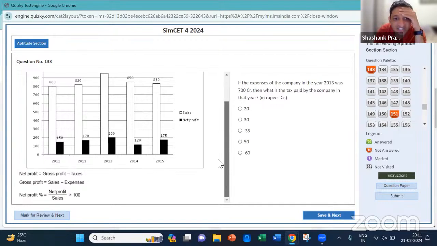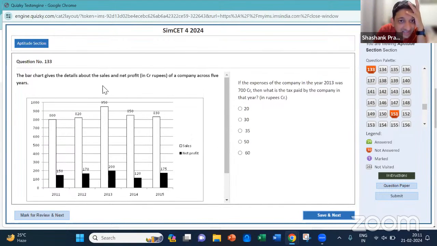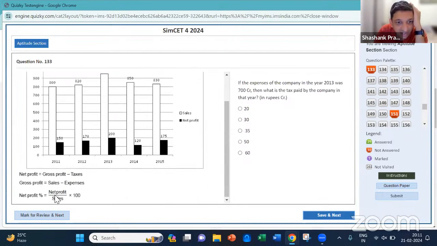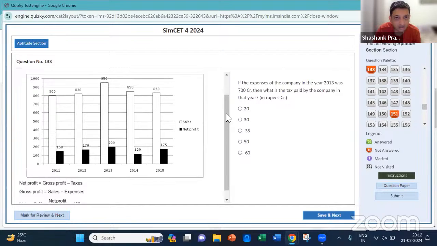Okay, this looks to be a much friendlier graph than the other one. At least the numbers are written here, so I'm very happy. Net profit in crores. What was it? Sales and net profit. Net profit is 150. Perfect. Net profit is gross profit minus taxes. Doesn't matter. Gross profit is sales minus expenses. So normal P&L definitions. Percentage is net profit upon sales. So this we will get directly. Perfect. Expenses in 2013 was 700 crores.